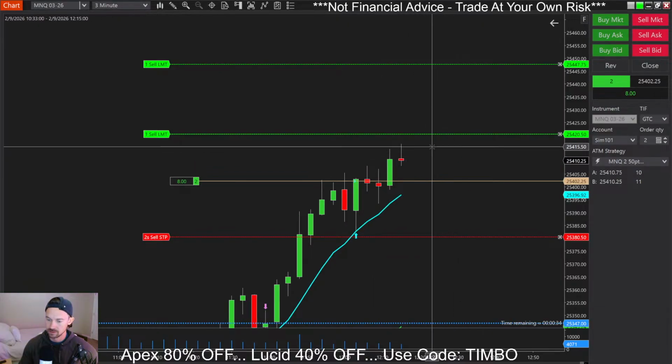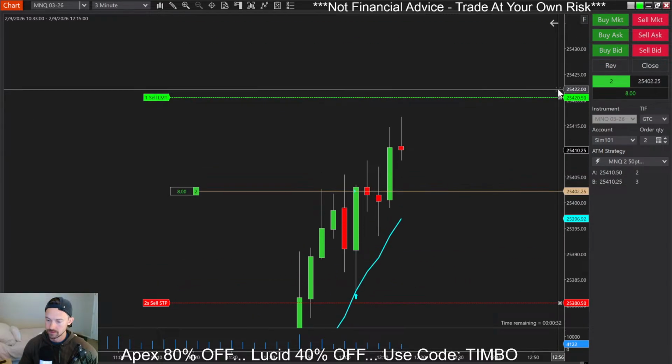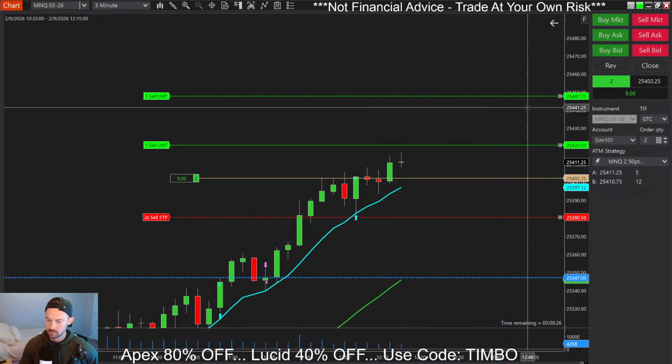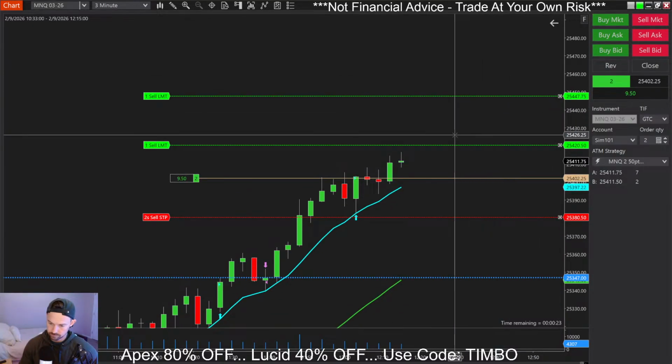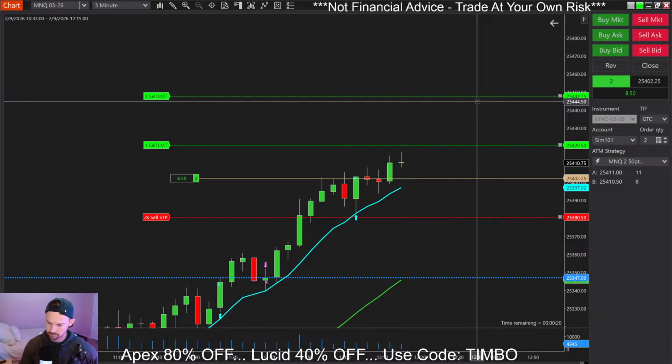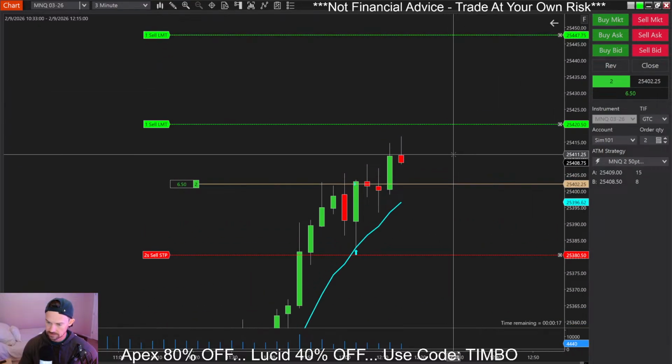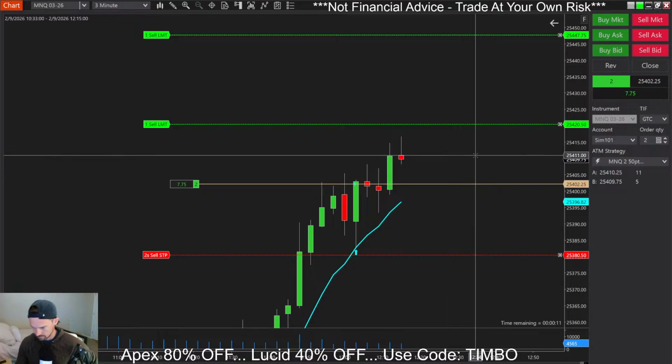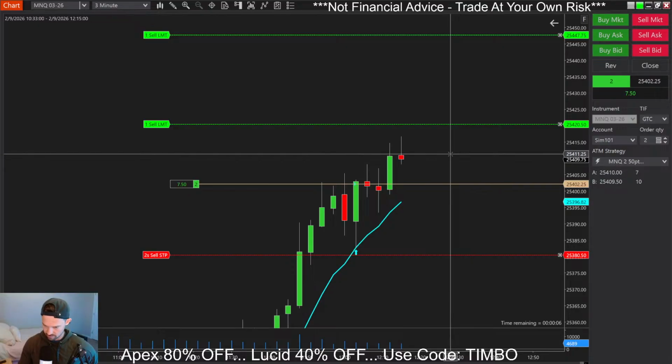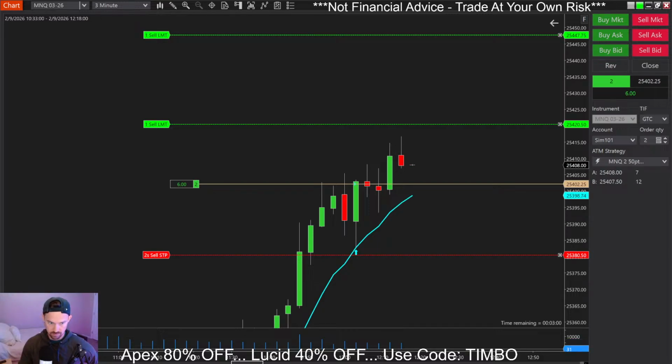Three-minute. Little wickage here in the 3-minute. Kind of rejecting a bit here in the 3. New 3-minute candle coming, and 5-minute and 15. All right, we'll see if we can pump here.